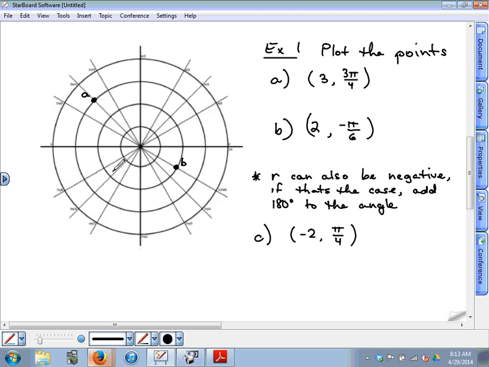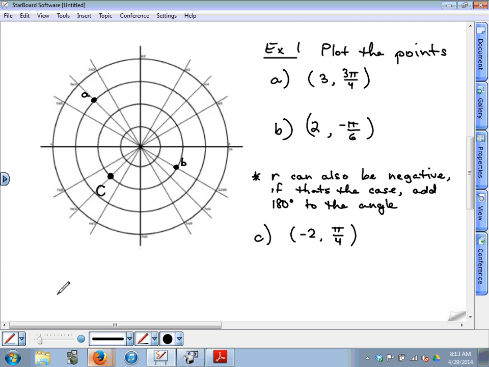Just on the opposite side. Okay, so we're still going to be the second circle out, but instead of pi/4 here, we're going to add 180 degrees, and that's going to be this line right here. So the point is going to be the second circle out down here. This is point C.